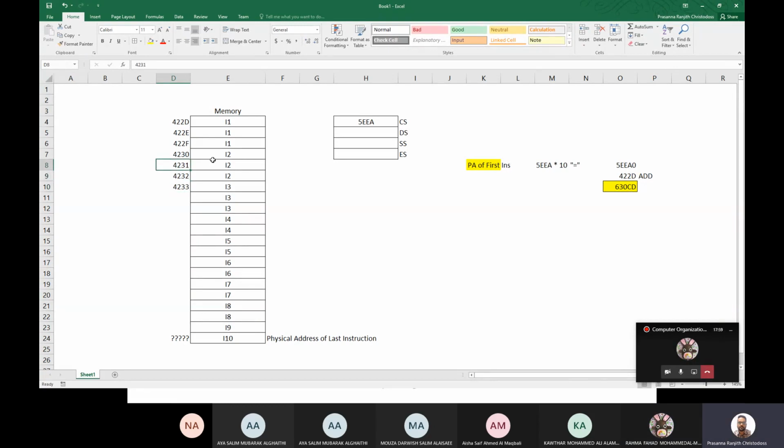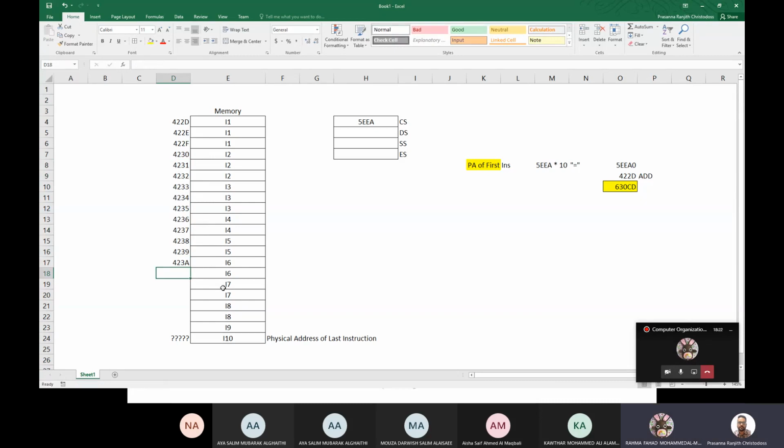And drag, actually, up to 9 you can drag. Okay, what is the next value? 4 2 3 A. Yes.